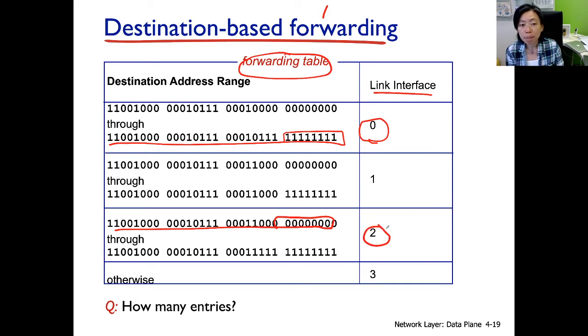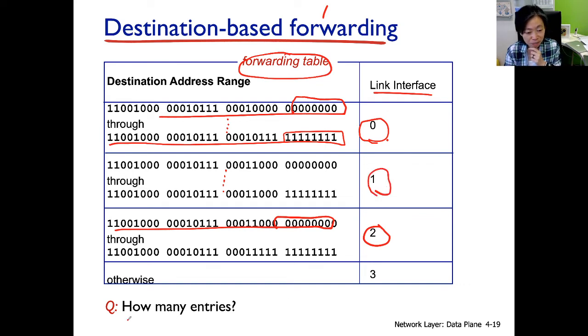What happens inside this forwarding table is, if you think about it, there are so many possible destinations on the internet. And for each destination, there needs to be an entry, isn't it? So this is this particular destination's output interface being zero. So in fact, in a forwarding table, you should be seeing, for each possible IP address, what is the output link interface?